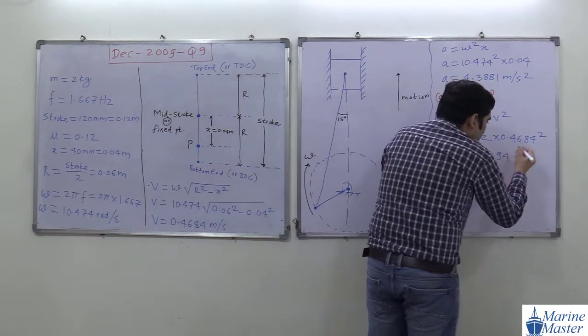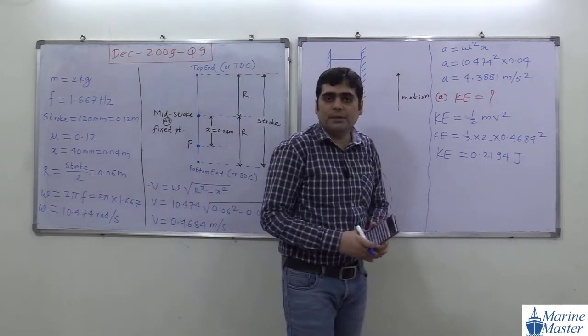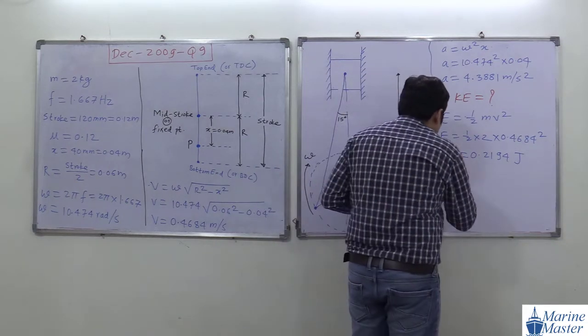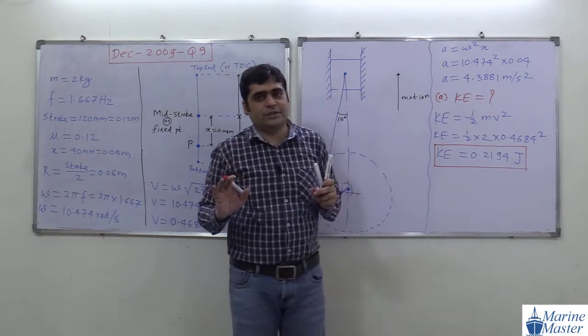0.2194. What will be the unit of energy? The unit of energy will be joule. So in this way we got our A part answer. Very simple discussion. Nothing much.